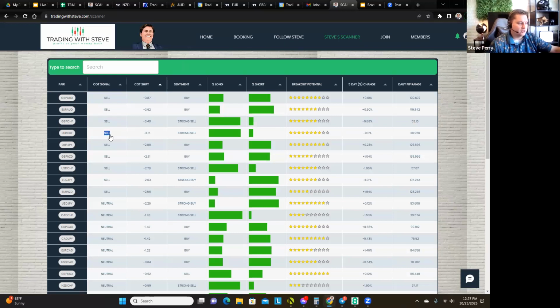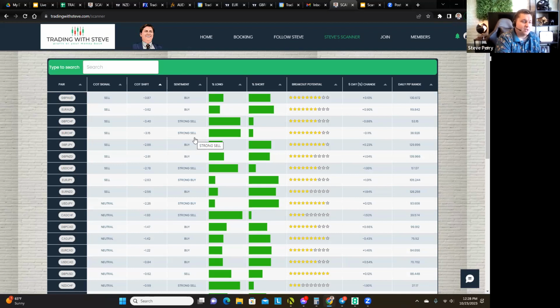And the euro franc is also a good example. It's got a good shift, or at least a decent shift, to the downside. So that's a sell, and the sentiment index is indicating a strong sell. Both of those are in the same direction, so both of these would in general be good trades to take for the week. Was it a good trade today? No, it was not a good trade today, but is it a good trade for the week? I believe so. So that's how I view and use the sentiment index.